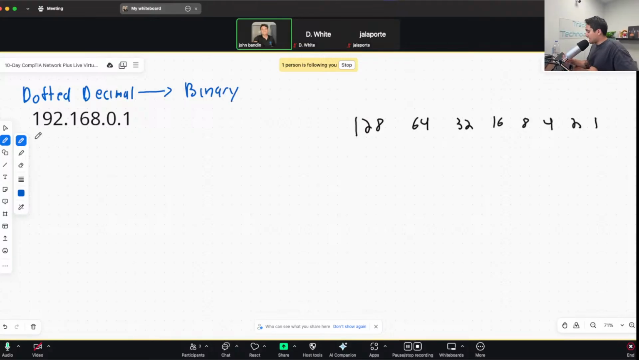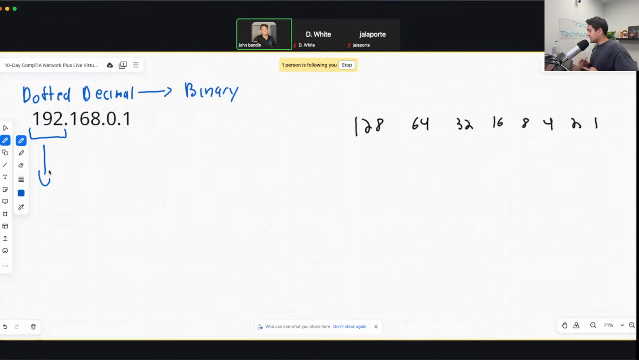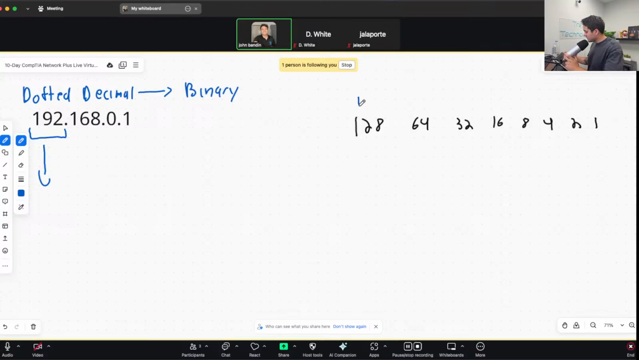So we do it per octet. First we have to convert this octet here into 8 bits, from our real whole number, dotted decimal, into binary. So here's how we do it, guys. We're going to take that number and put it above our binary conversion chart.